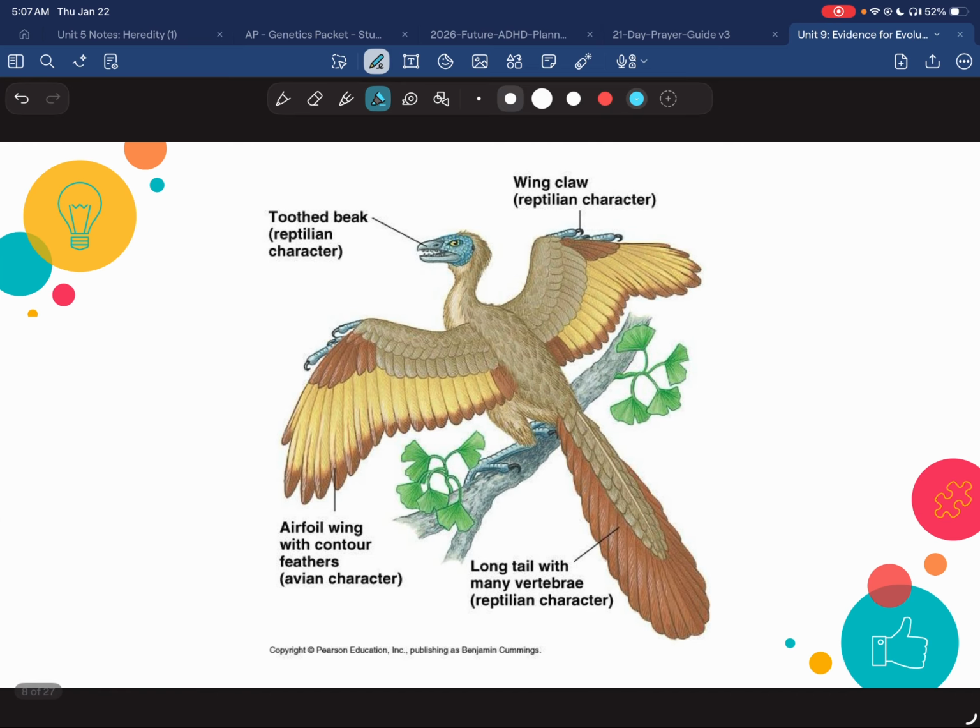This is an example of a transitional fossil between reptiles and birds. It's called the Archaeopteryx. I had a book about it when I was 7. Yes, I've always been a nerd. But you can see here that there are reptilian characters and avian characters. They had beaks, but they had teeth. They had wings, but they had claws on their wings. And so these are transitional fossils because they show that reptiles transitioned to bird species over time.